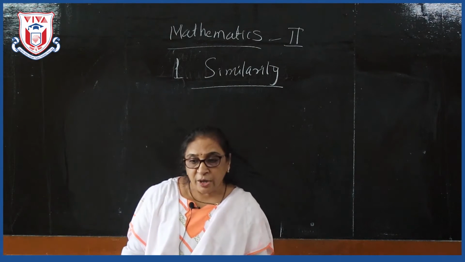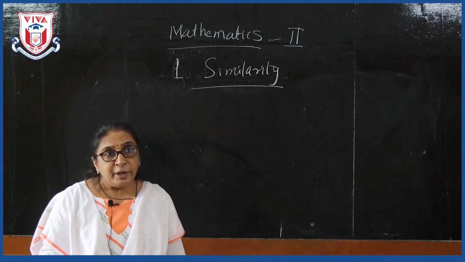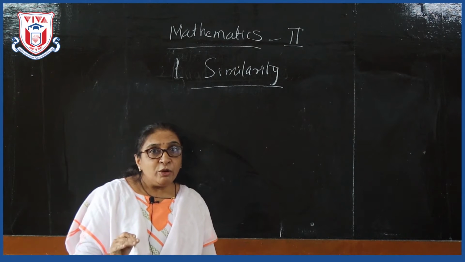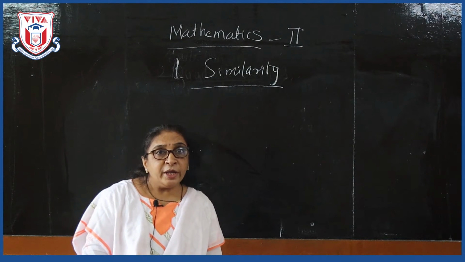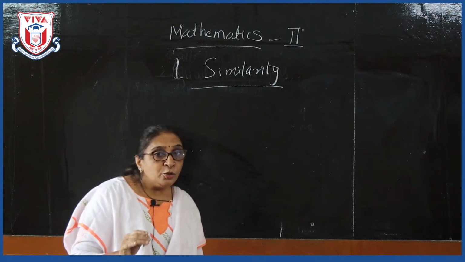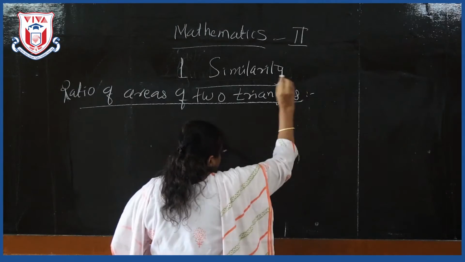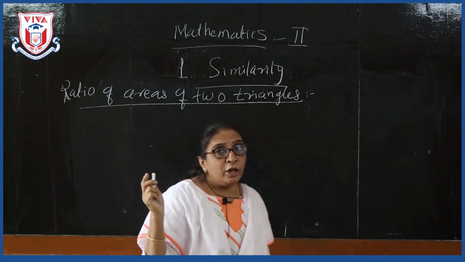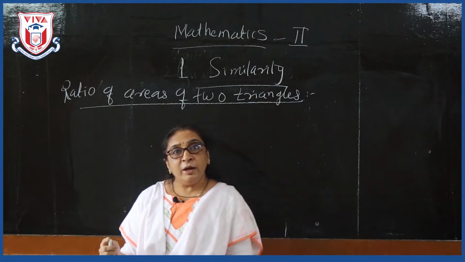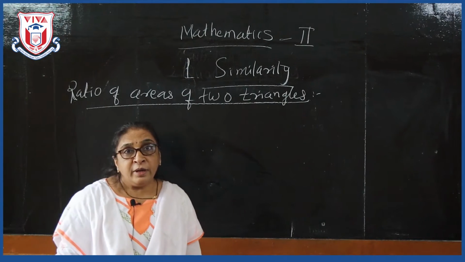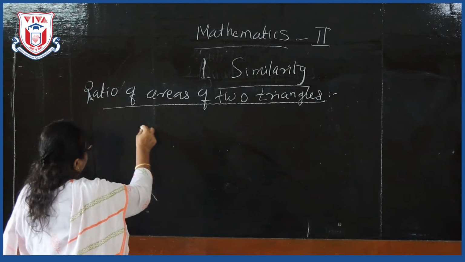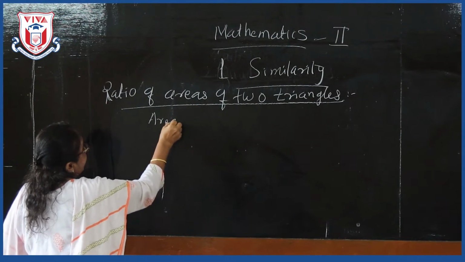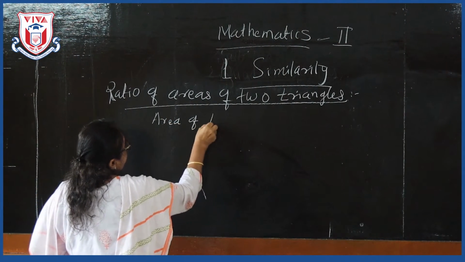In this first chapter, the first property which we are going to learn is the ratio of the areas of two triangles. Children, you already know the formula for the area of a triangle, and that area of a triangle is half base into height.